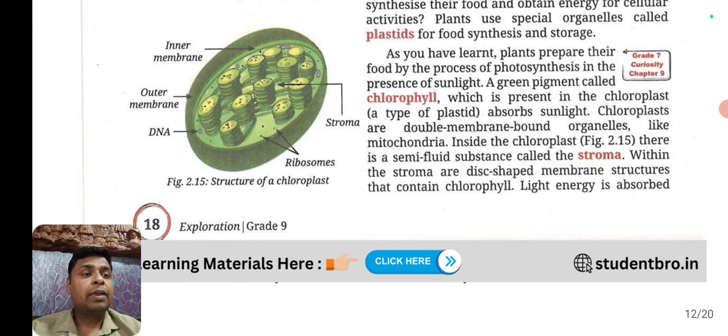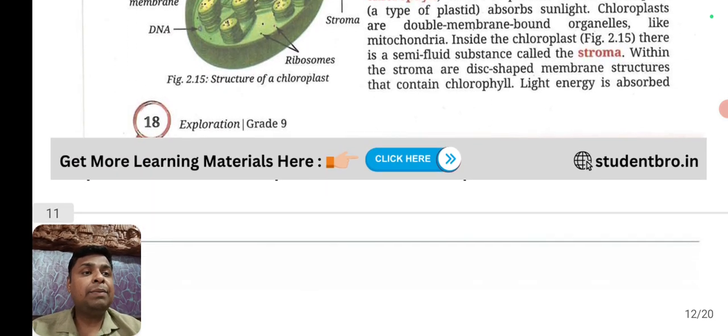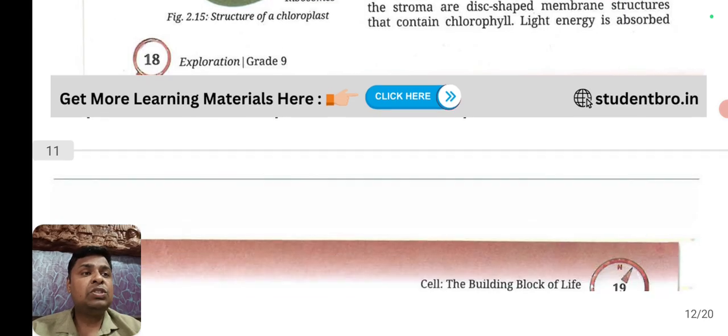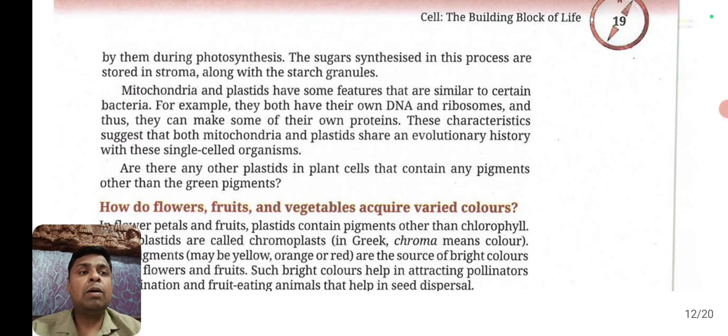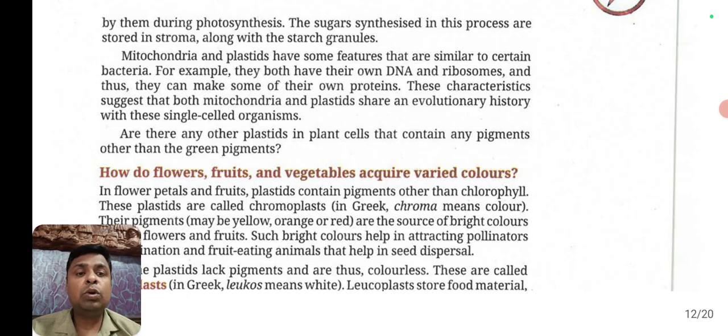Okay. Then inside the chloroplast there is a semi-fluid called stroma. Disc-shaped structures are there. Light is absorbed. Photosynthesis happens. Sugars are synthesized and then stored, and we use that sugar as energy.